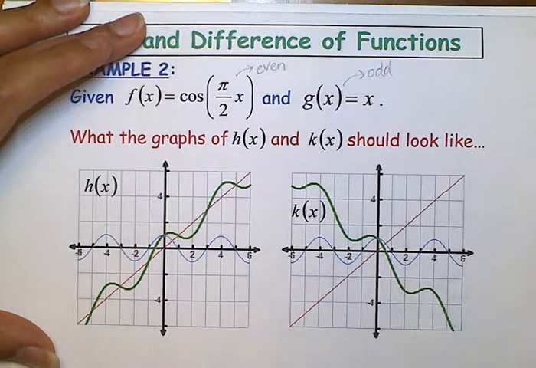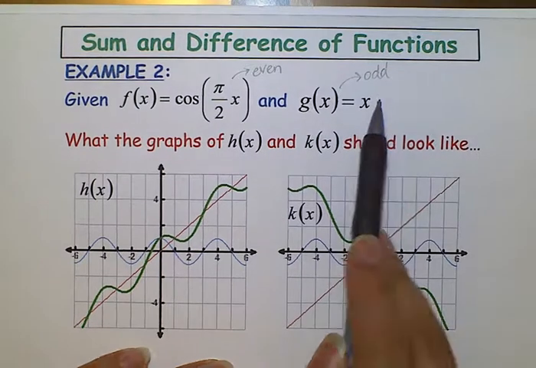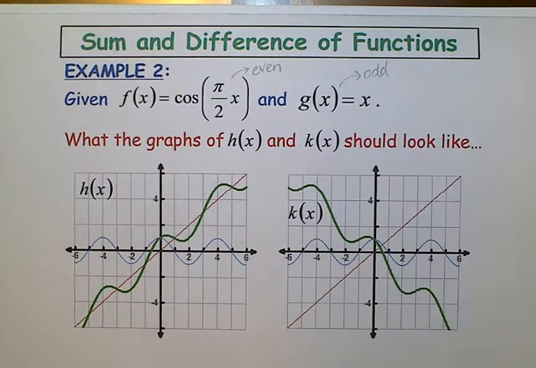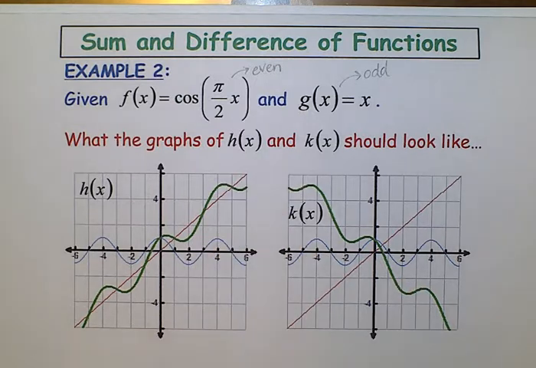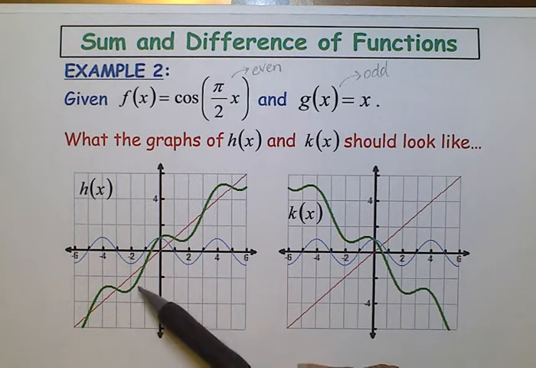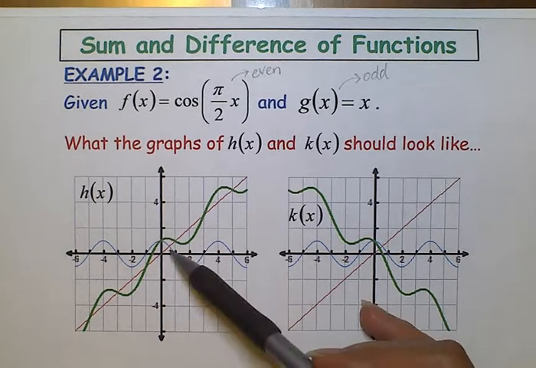So, because we are combining an even and an odd function, what I'm expecting is that the combined functions, either through addition or subtraction, will end up being neither even nor odd. Okay? And that's because one function was even and the other one was odd. And if we look at the green graph on the sum and the difference functions, you'll notice that it's actually neither even nor odd.